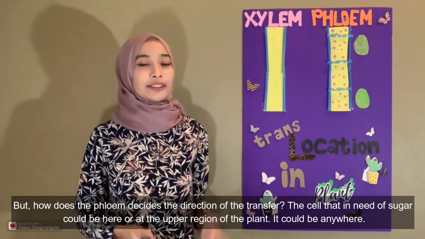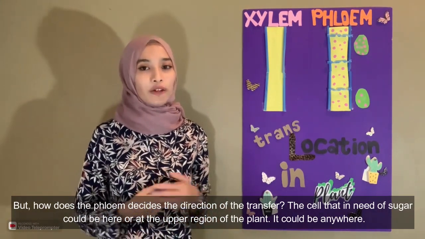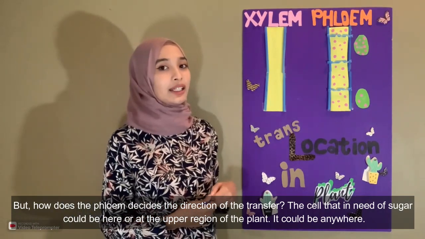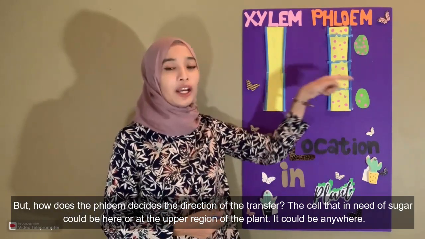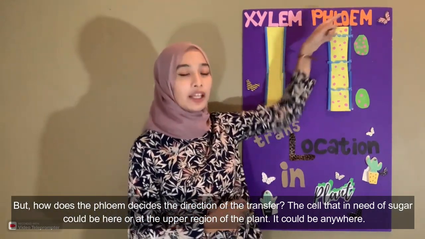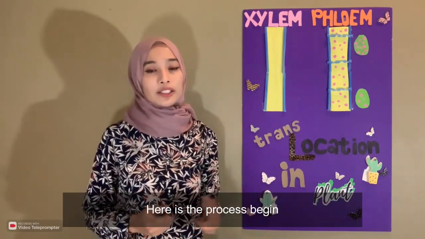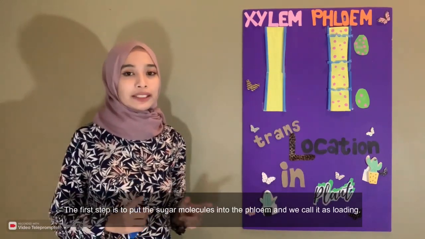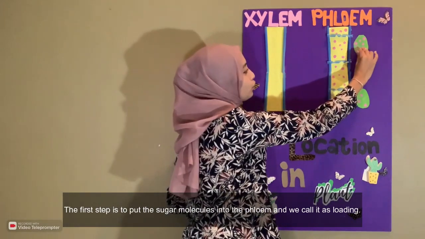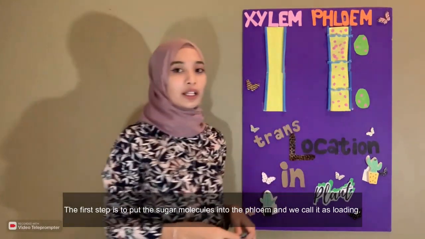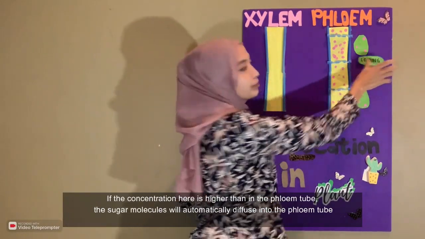But how does the phloem decide the direction of the transfer? The cell that is in need of sugar could be here or at the upper region of the plant. It could be anywhere. Here's where the process begins. The first step is to put sugar into the phloem tube, and we call it loading.